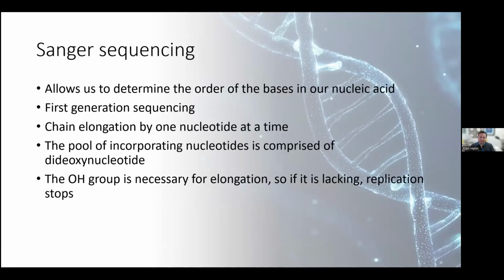So next, we'll move on to Sanger sequencing. Sanger sequencing, first-generation sequencing, allows us to determine the order of bases in our nucleic acid. It works by elongating this chain by one nucleotide at a time. The pool of incorporating nucleotides is comprised of dideoxynucleotides, which actually terminate extension. And we're going to go into this a little in a couple of slides as to why this is so important. The OH group is necessary for elongation. So if it's lacking, replication or elongation stops.